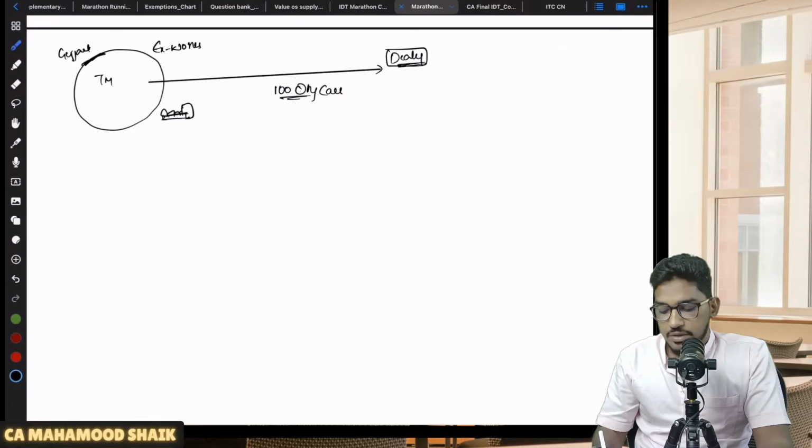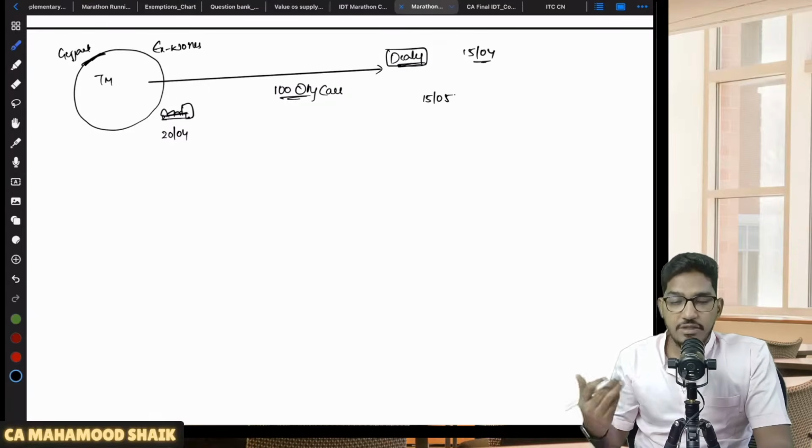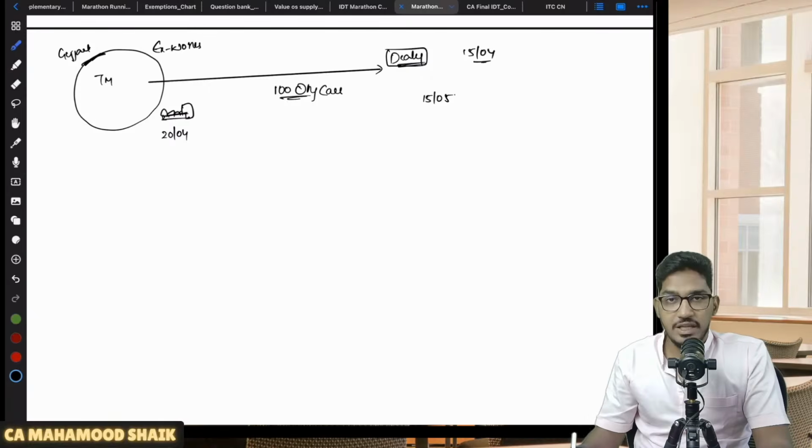Let us say, for example, the order was placed around 15th of April. Now Tata Motors made the goods available at the factory gate. That means those goods were loaded in that vehicle on 20th of April. But these goods were actually received by the dealer on 15th of May. So tell me, in which month will this recipient be able to avail the input tax credit?